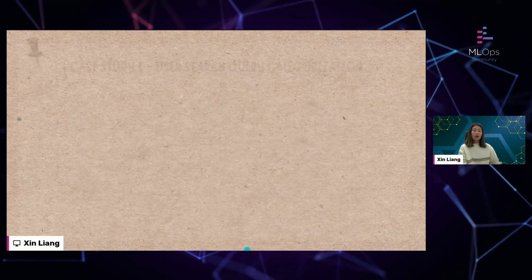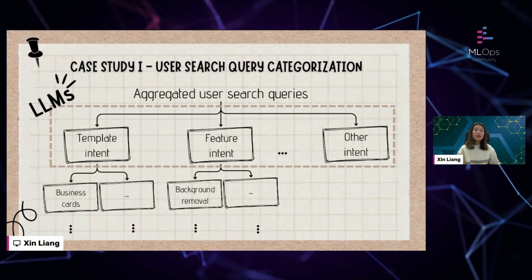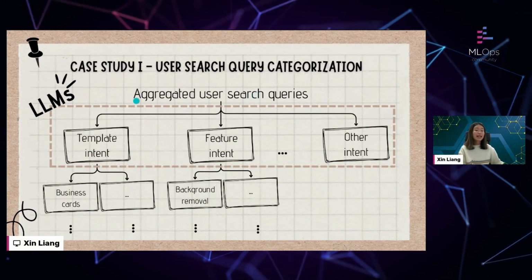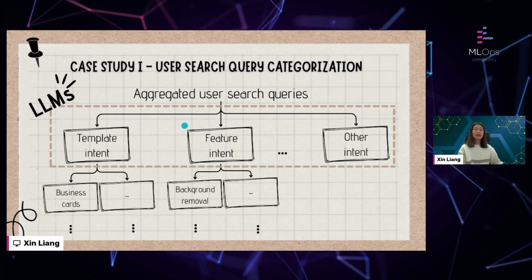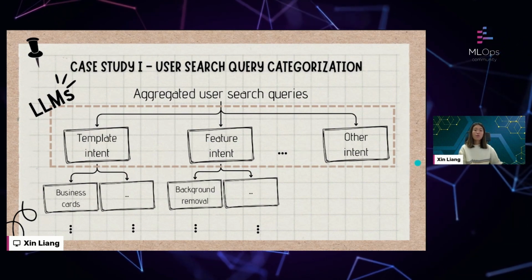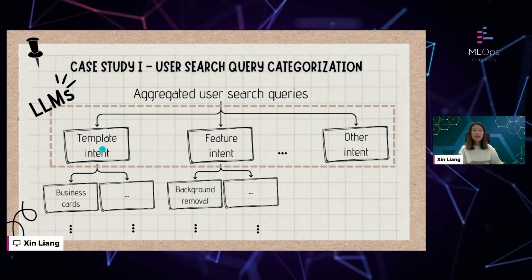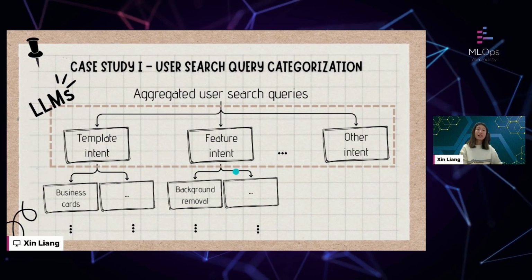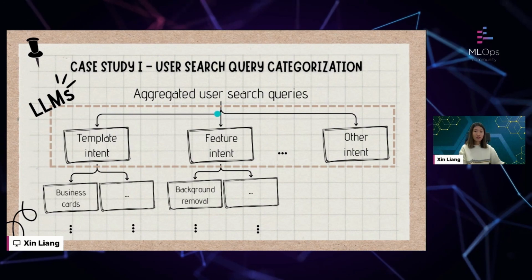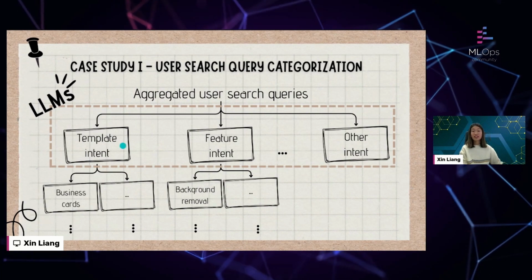So let's take a look at our first case study, user search query categorization. Internally, we would like to understand what users' interests are in our content by aggregating them and then grouping them into different categories. Our content has a tree structure like this, and when we categorize user search queries, there's a series of steps to funnel these queries into different branches of our content structure. And the categorization models would be developed for each step or node of this tree structure to funnel the search queries into different category streams.